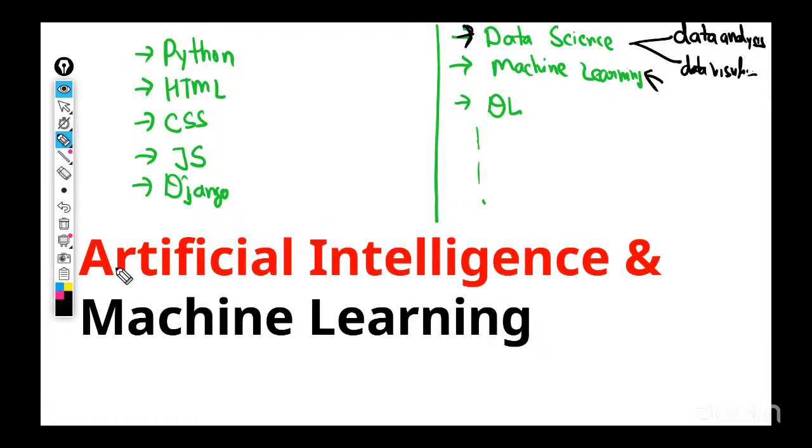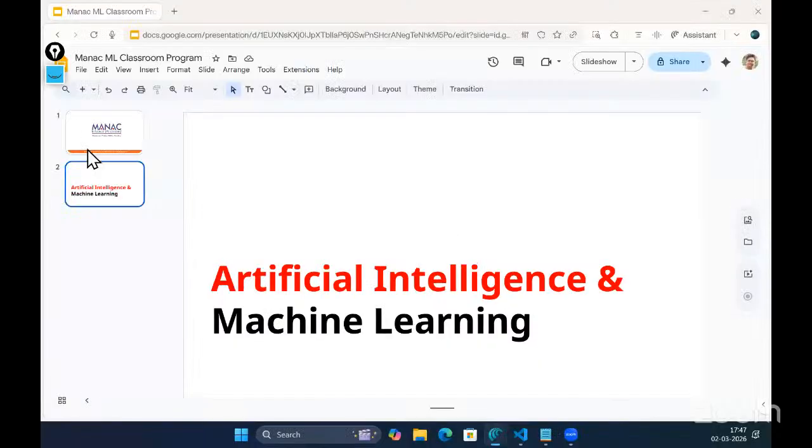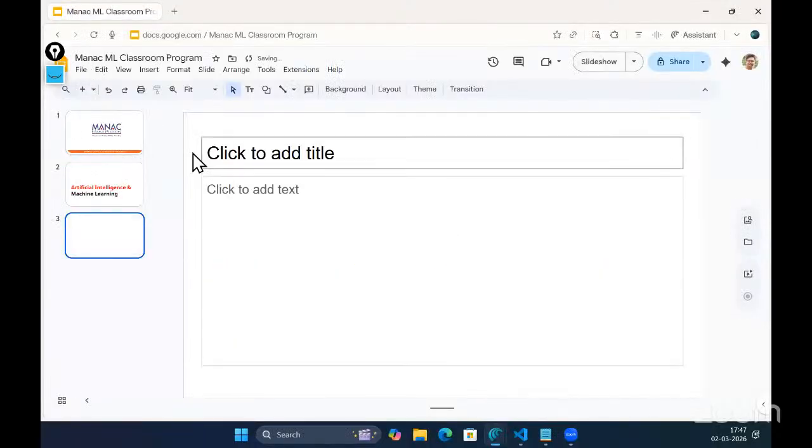But before moving forward, let me first give you the introduction to artificial intelligence and machine learning. Today we are going to discuss what is artificial intelligence, what is machine learning, what are the different types, and what problems you can solve with the help of artificial intelligence and machine learning. So let's begin. What's our agenda here? Let me give you the agenda of what we are going to cover.